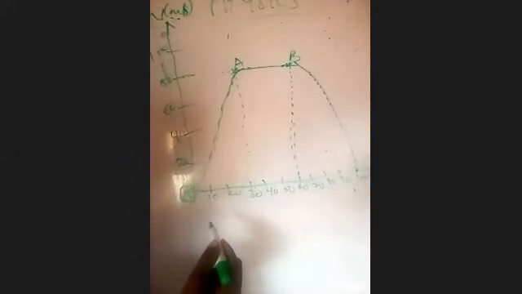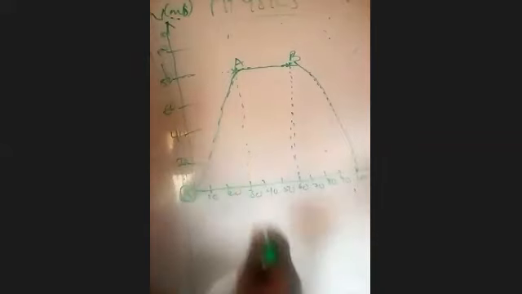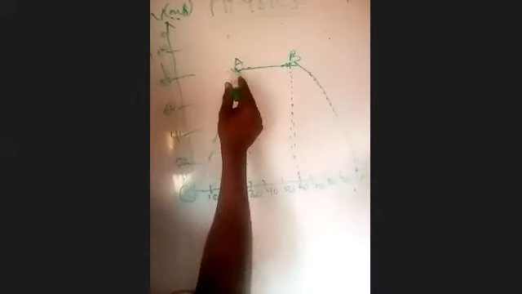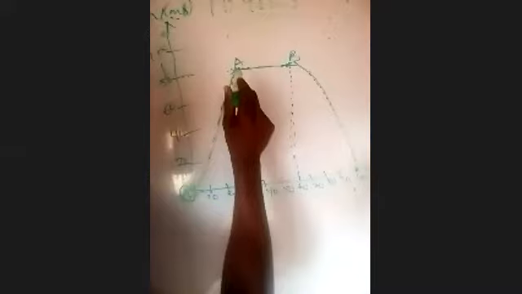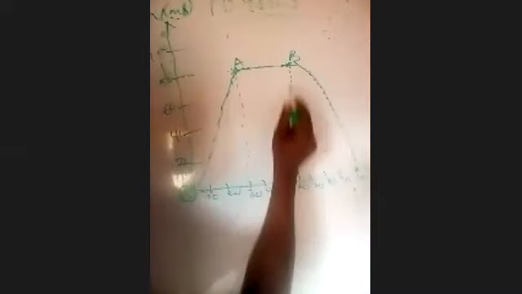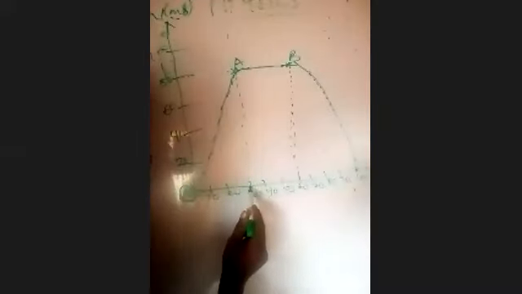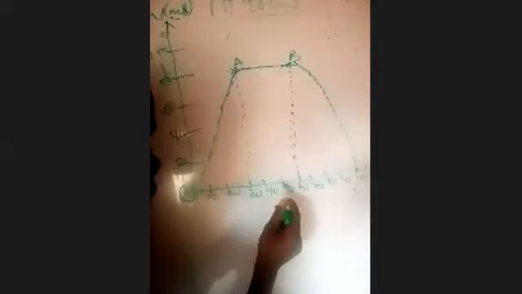So it maintains this steady speed for another 30 seconds. The car maintains the steady speed for another 30 seconds. That means that when it reaches 80 meters per second, it maintains the same speed for another 30 seconds. And to measure 30 seconds from here, 10, 20, 30. So for another 30 seconds.